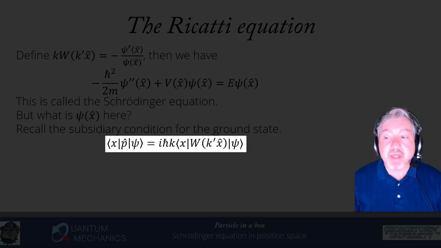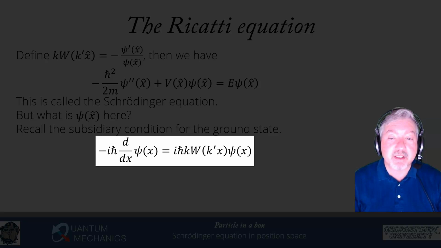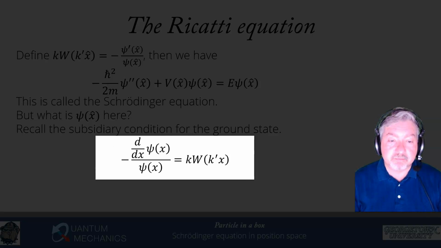And that W of K prime X hat, I can act that to the left and it'll become W of K prime X. So I'm going to get an i h bar K W of K prime X times psi of X. So we write that out. And now what I'm going to do is divide both sides by psi of X. And you see what I have there is minus psi prime of X over psi of X, and it turns out to equal K W of K prime X. So this was the motivation for why I called K W of K prime X equal to minus psi prime of X over psi of X. So indeed, this psi of X, when it's thought of as a function of X, is indeed the ground state.